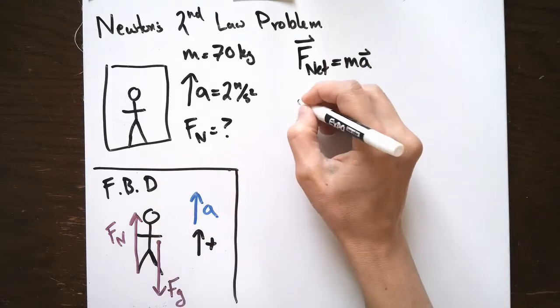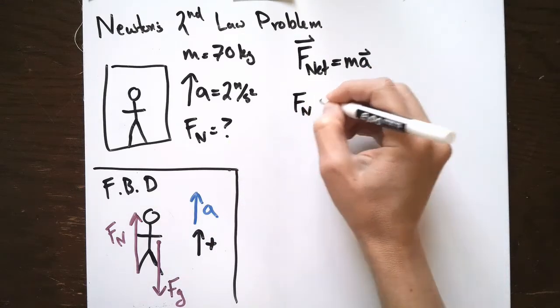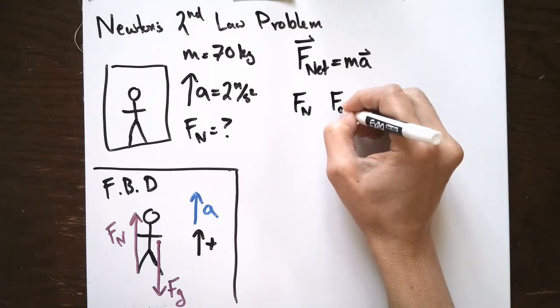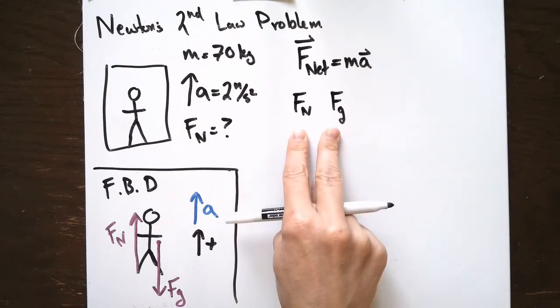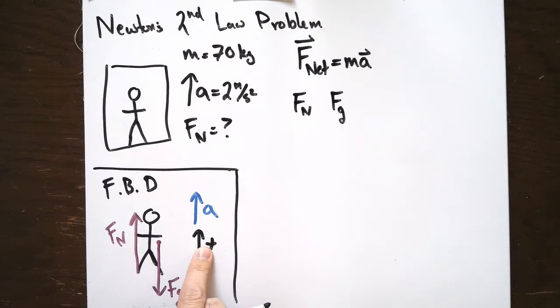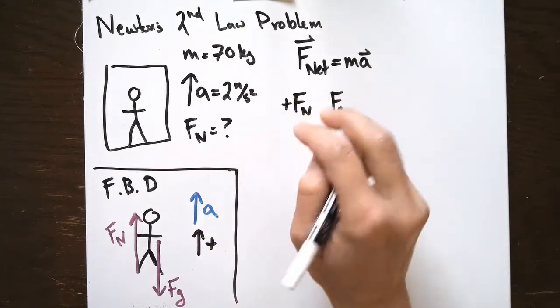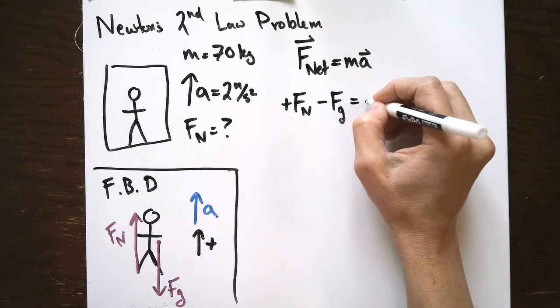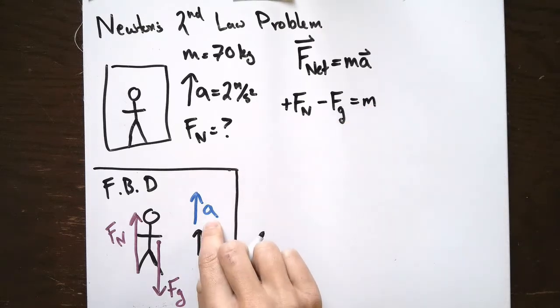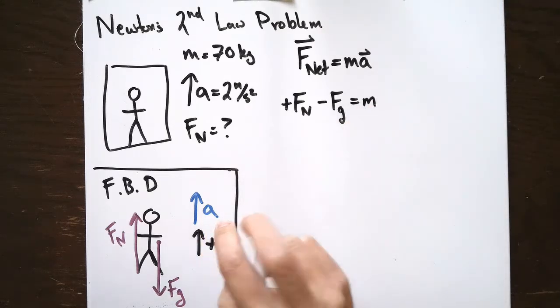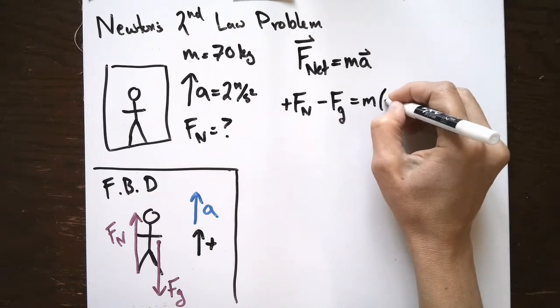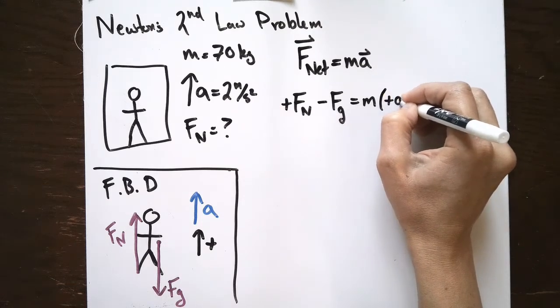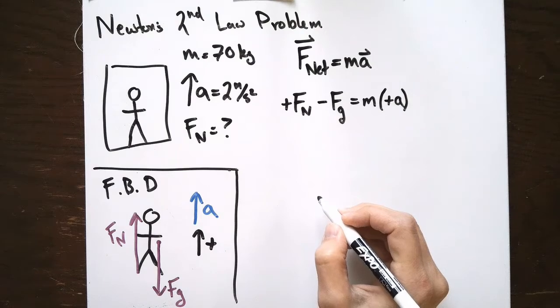So the forces we've got are the normal force and the gravitational force, and now we need to check signs. The normal force is in the positive direction, so it gets a plus sign. The gravity force is opposite the positive direction, so it's negative, so it's going to get a negative sign. And then we have mass times the acceleration, and it's in the positive direction, so just to emphasize that, I'm going to put times plus a.